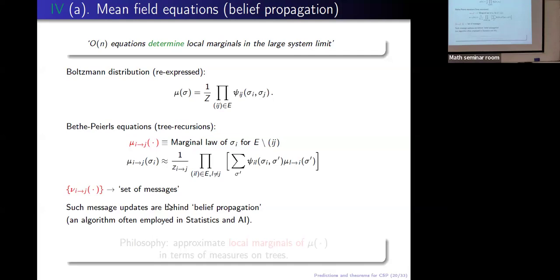And these are called messages because they're kind of telling i a message coming from j: what do I say about your value? And then you combine the messages and get the messages to send from i to j, and go on and go on. You can also think of an iterative algorithm where you put iteration n on one side, iteration n plus 1 on the other, write equality, and try to solve for a fixed point. And this kind of algorithm is called belief propagation because it propagates your belief from here to there. This is an algorithm which is often employed in statistics and AI to solve various problems, sometimes with justification coming from statistical physics and mathematics, sometimes simply because it works without any justification. And the philosophy, again, is to approximate local marginals of our measures in terms of measures on trees, because of the previous slide, the sparse graphs look like this.